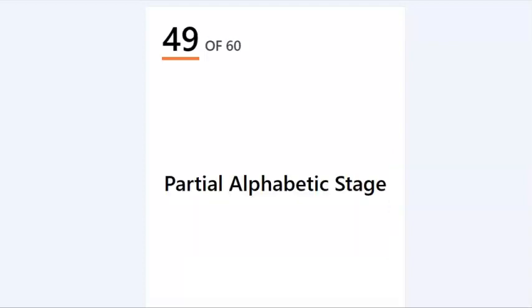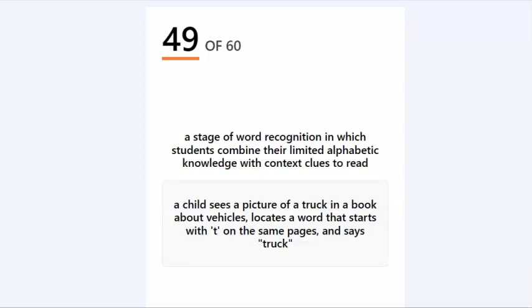Partial alphabetic stage. A stage of word recognition in which students combine their limited alphabetic knowledge with context clues to read. A child sees a picture of a truck in a book about vehicles, locates a word that starts with T on the same page, and says "truck."